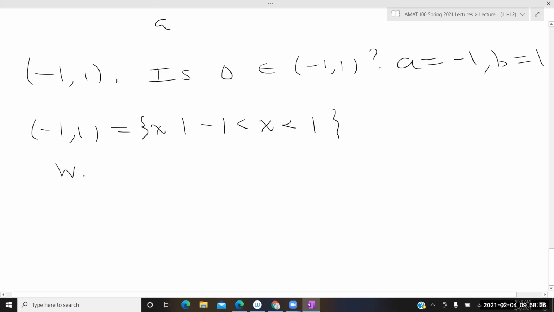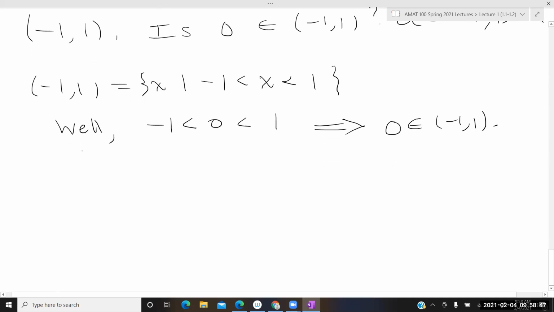Well, this is certainly true, right? 0 is greater than -1, and it's less than 1. So that implies that 0 is a part of that set. Okay. And so there's a little example here.